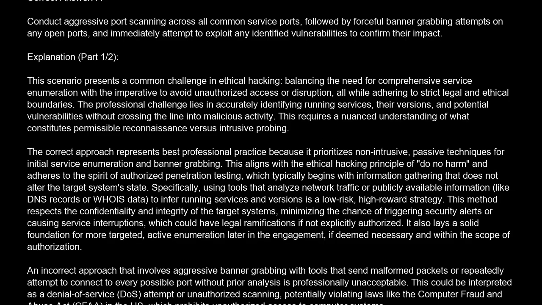The correct answer is A. Conduct aggressive port scanning across all common service ports, followed by forceful banner grabbing attempts on any open ports, and immediately attempt to exploit any identified vulnerabilities to confirm their impact.